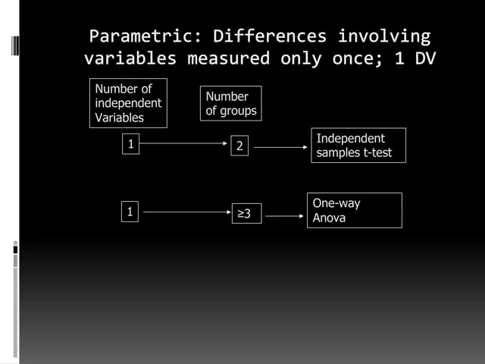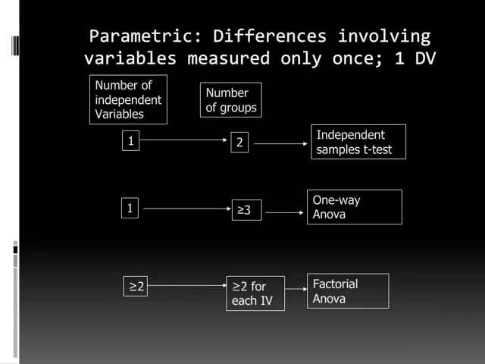You have one dependent variable, body fat percentage, measured only once, and one independent variable, group, but there are 4 levels of that independent variable. If you had 2 or more independent variables with 2 or more groups for each of those independent variables, it would be most appropriate to run a factorial ANOVA to analyze your results.